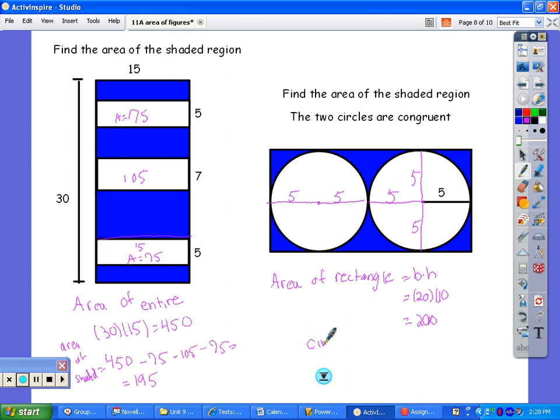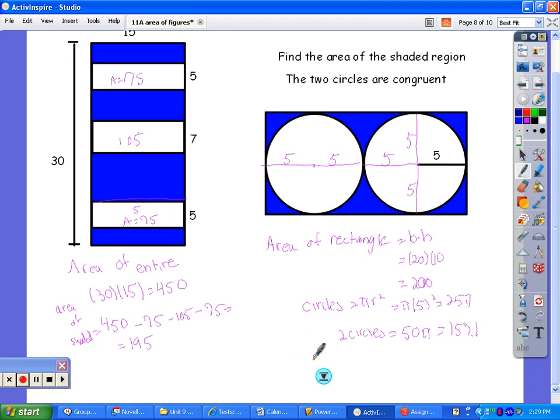Then we have our circles, so the area of those is pi r squared. So we have pi 5 squared, which is 25 pi, but we have 2 circles. So the total area is 2 times 25 pi, which is 50 pi, which is 157.1. And then to find the area of the shaded, you would do the area of the rectangle, which is 200, minus the area of the 2 circles, which is 157.1. So I'd do 200 minus that, and we get 42.9 for the shaded area.